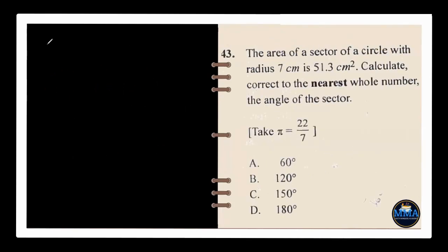Question 43. The area of a sector of a circle with radius 7 centimeters is 51.3 square centimeters. Calculate correct to the nearest whole number, the angle of the sector. Now, this is the sector. This is the sector cut out from a circle.